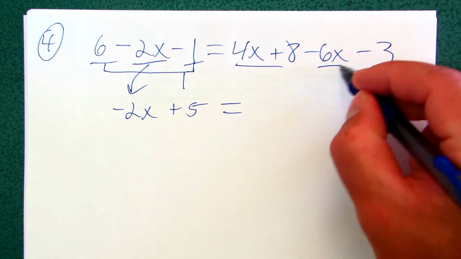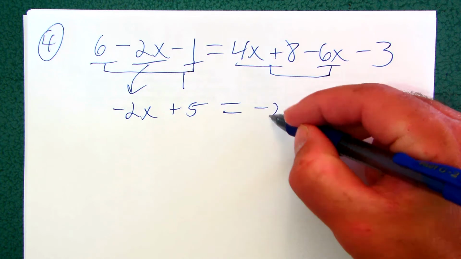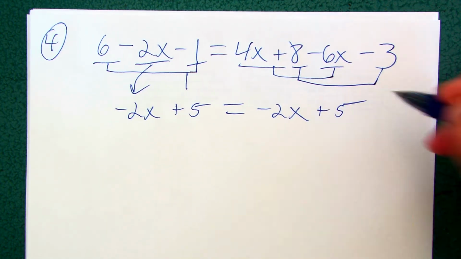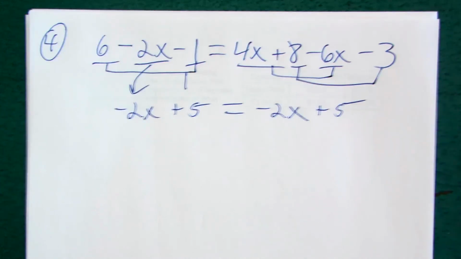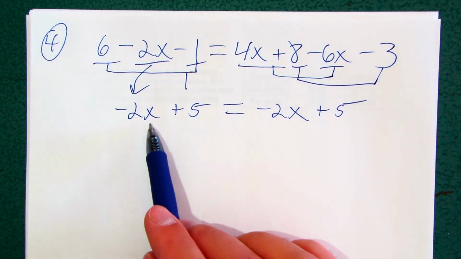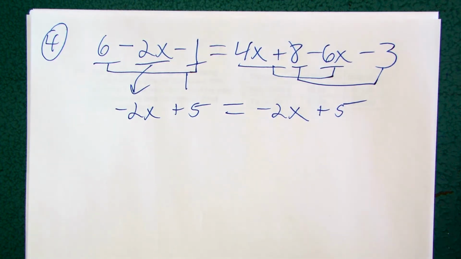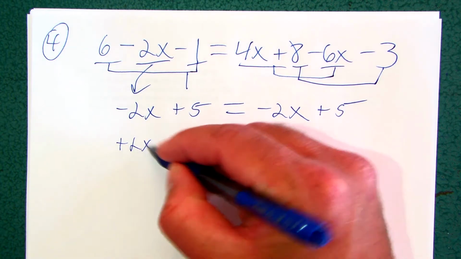So just a lot of like terms we got to combine here. We have 8 minus 3 is 5. So right now we have the same thing on both sides of the equal sign. So, whatever x value I could give you here is always going to work because the sides are exactly the same. But if you want to keep this going, add 2x to both sides, that's fine.